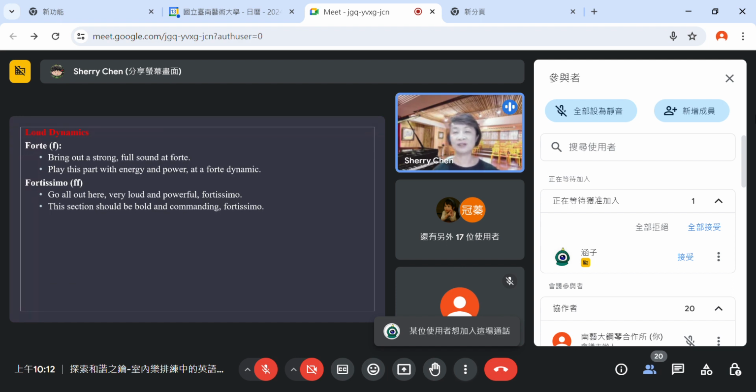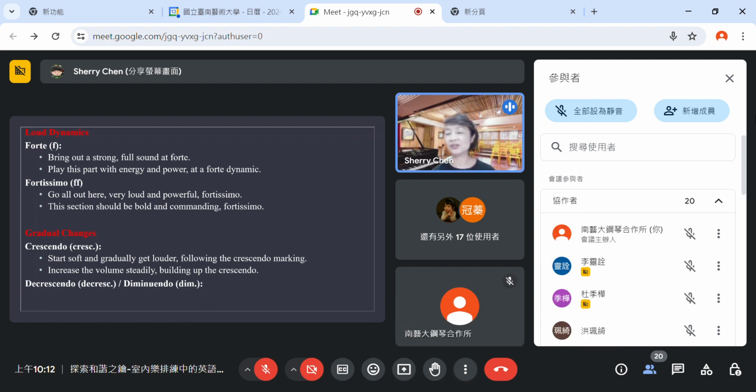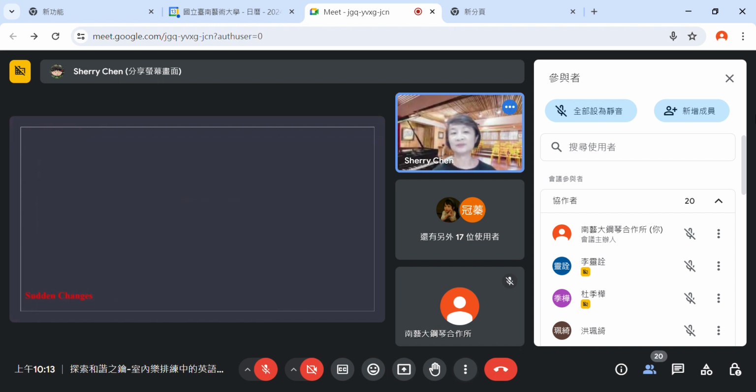Very bold，就是非常有力度的。Gradual changes, crescendo，渐强。Start soft and gradually get louder, following the crescendo marking. Increase the volume steadily, building up the crescendo. Decrescendo, or we call it diminuendo 都可以。Gradually decrease the volume, creating a decrescendo. Decrease the volume. 我们会用一个 description again 来 describe 这个 decrescendo or diminuendo. Let the sound fade away gently, following the diminuendo.